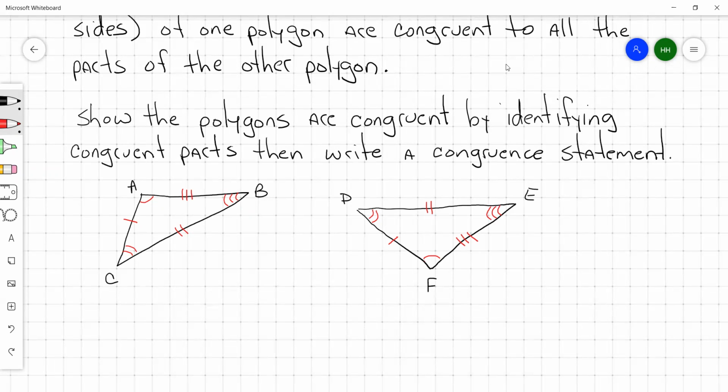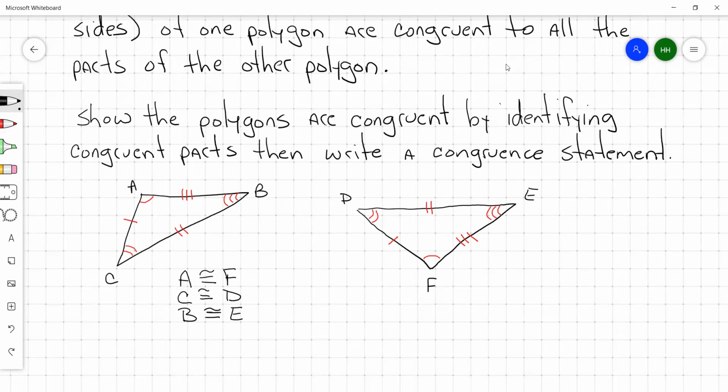What this means here in these two shapes is that if we're going to show the polygons are congruent by identifying congruent parts, we're going to say that angle A is congruent to angle F. They both have one arc mark in their angle. So angle C is congruent to angle D. And so what's B congruent to? Good. B is congruent to E. All right, so there's your three angles that are congruent to three angles.